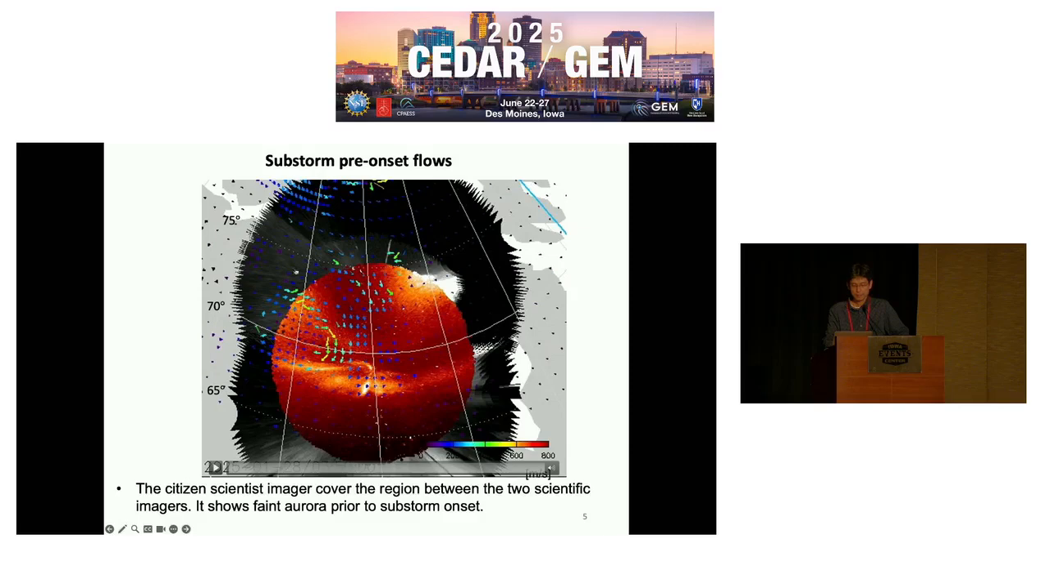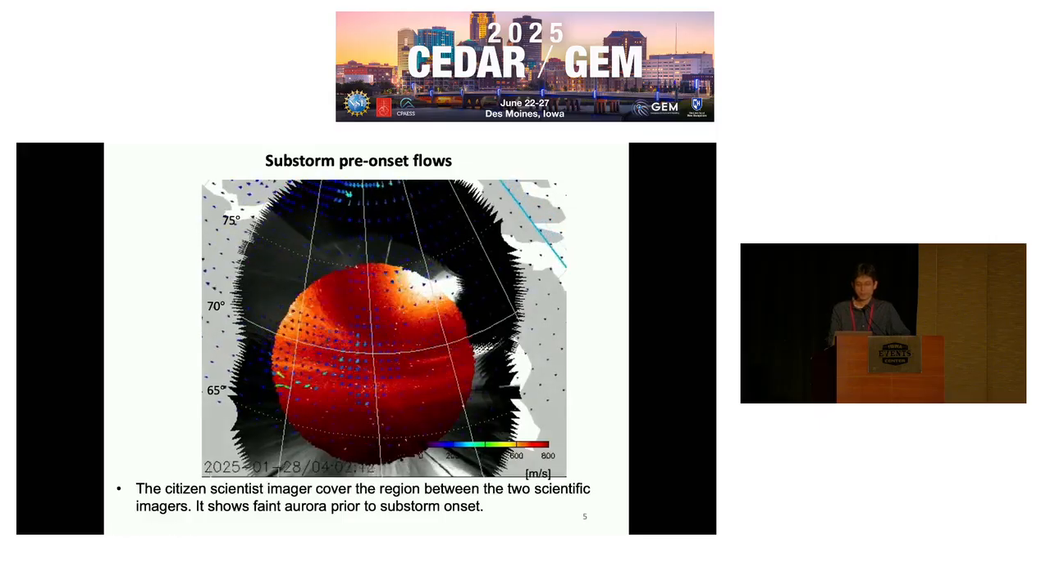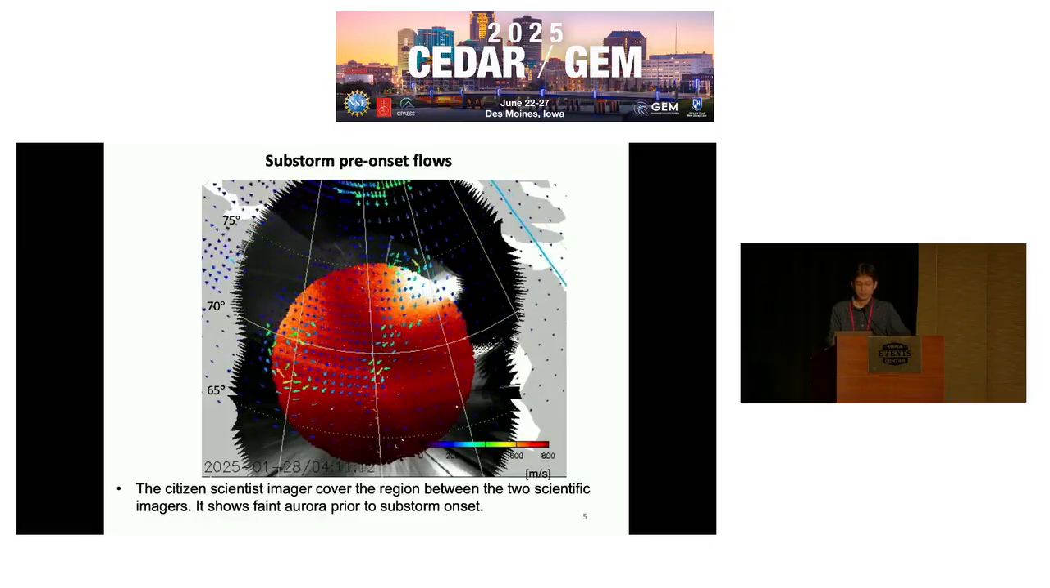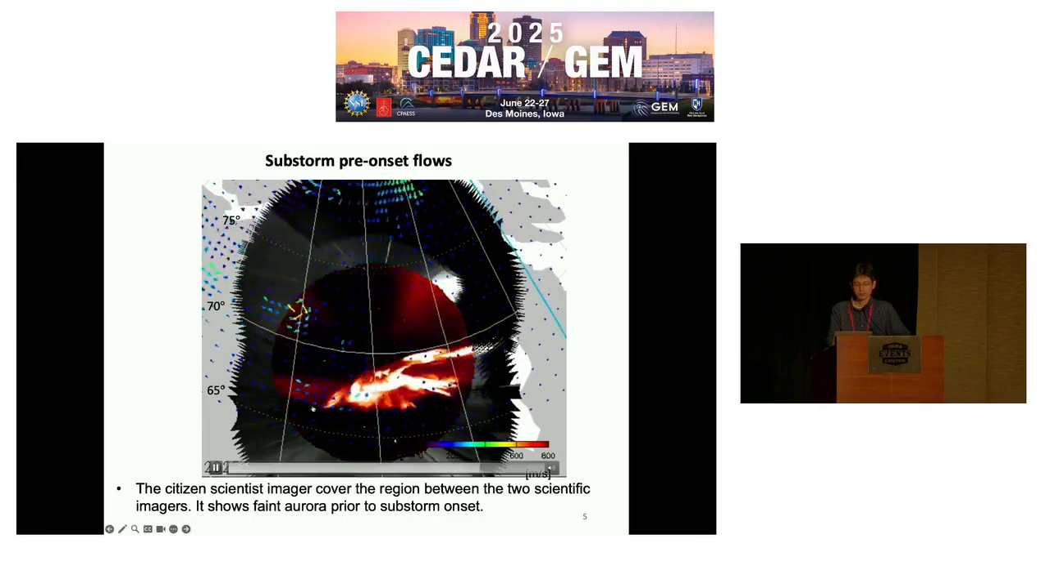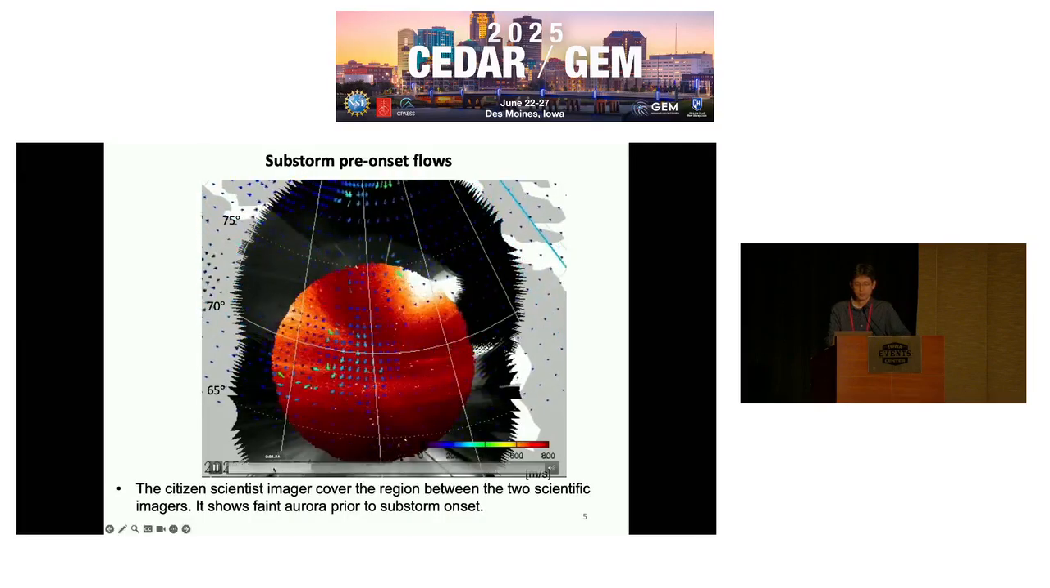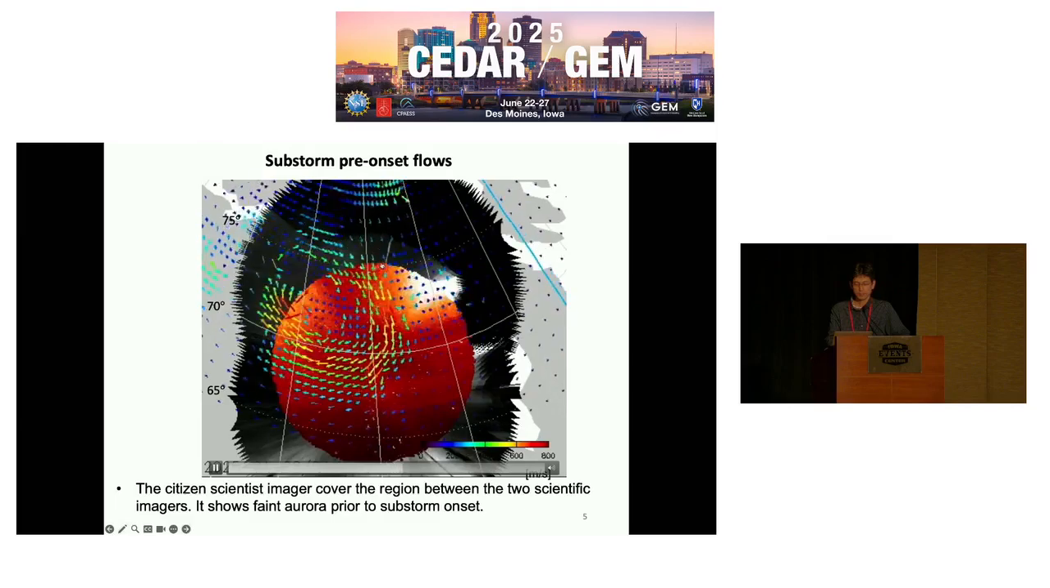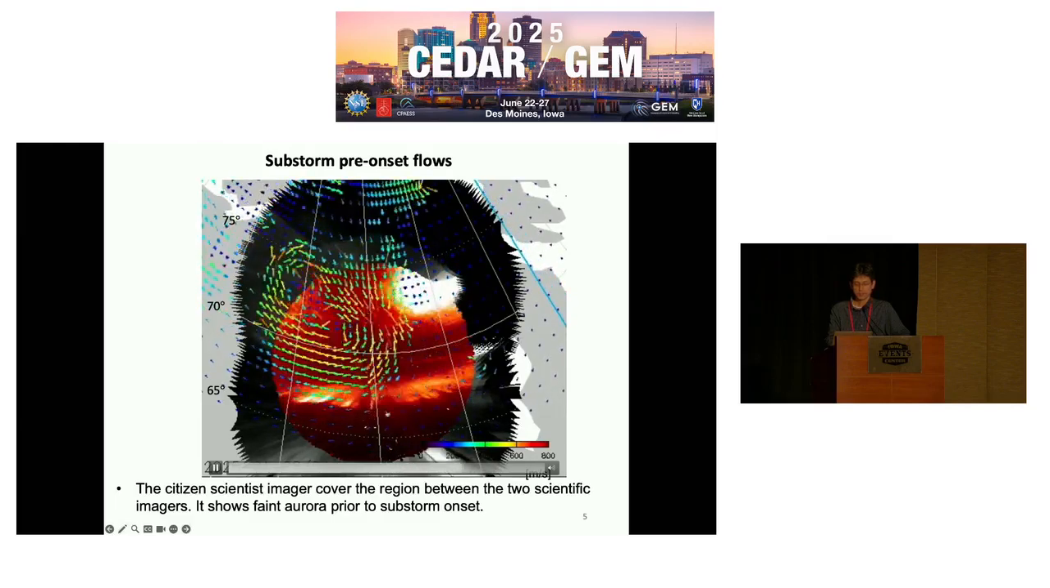Now we have the citizen scientist contribution, like what Vincent has shown in the previous talk. In the all-sky camera video, it's actually not quite clear what's going on during the flow enhancement prior to the onset. That was probably because it's a white light camera and also at low elevation, so we couldn't really see what was going on. So this red circle is the data from the citizen scientist, who is sitting right between these two white light all-sky cameras, so it nicely fills the gap.